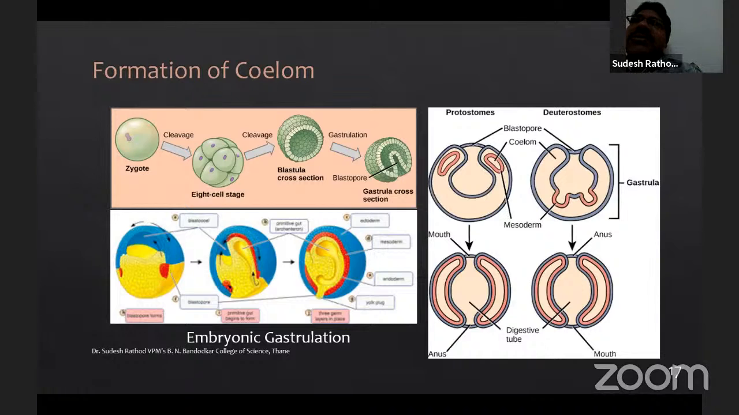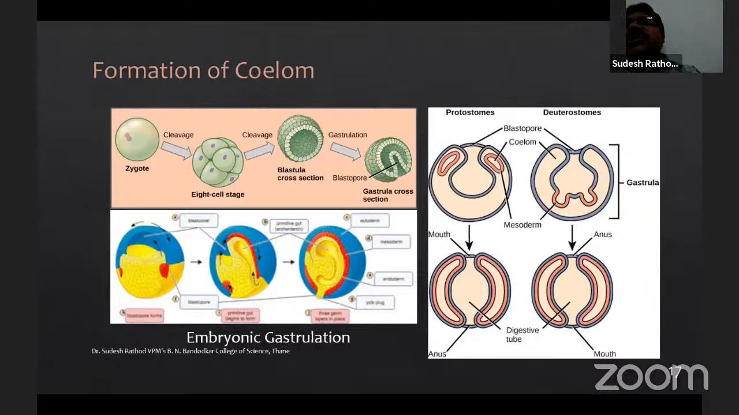Schizocele is nothing but where the coelom forms by splitting up of middle layer called as mesoderm. So mesoderm splits up into outer layer and inner layer. Outer layer lies close to ectoderm and inner layer lies close to endoderm. And this forms the coelom called as schizocoelom.